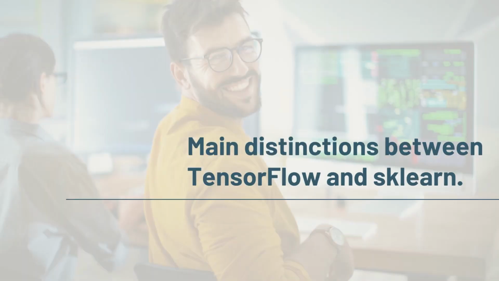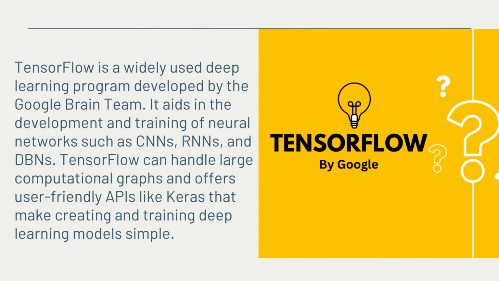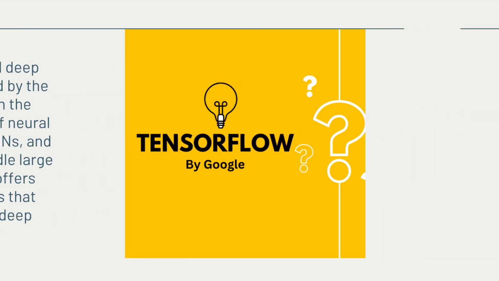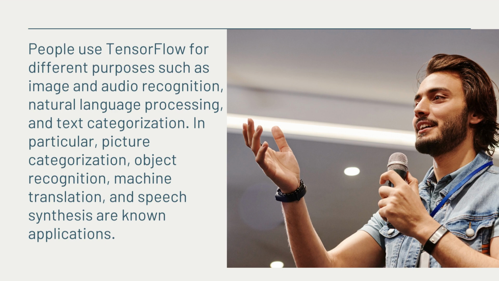Let's look at the main distinctions between the two popular libraries. TensorFlow is a widely used deep learning program developed by the Google Brain team. It aids in the development and training of neural networks such as CNNs, RNNs, and DBNs. TensorFlow can handle large computational graphs and offers user-friendly APIs like Keras that make creating and training deep learning models simple. People use TensorFlow for different purposes such as image and audio recognition, natural language processing, and text categorization. In particular, picture categorization, object recognition, machine translation, and speech synthesis are known applications.